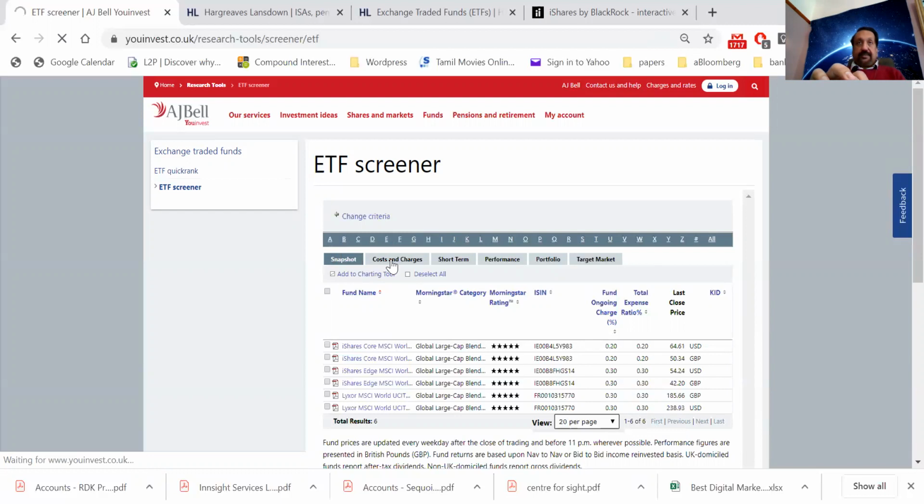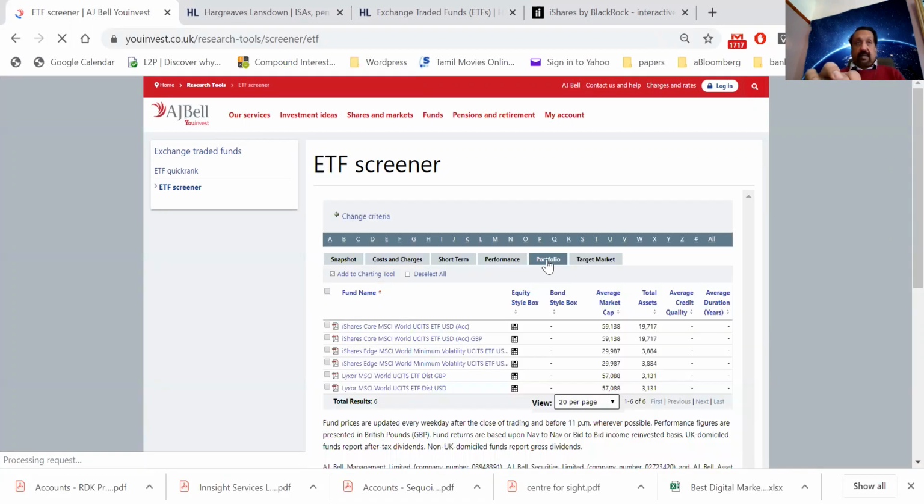Let's see what comes up with it. Cost and charges. Very slow. Yeah, cost and charges. So that gives you the same thing. Cost and charges, performance, short-term, portfolio, target market. Okay, so you can go into each of these things and see what happens. I've never been in any of these places, so I don't know what each of these screens is going to bring up.